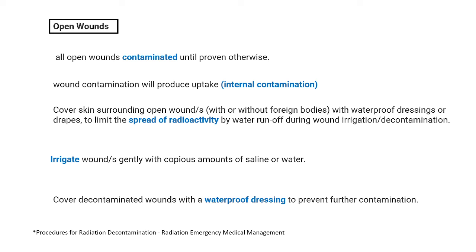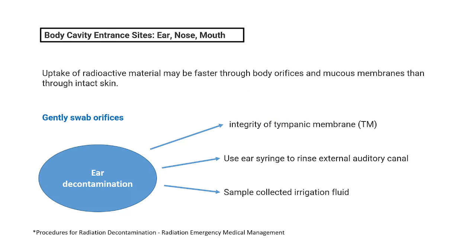Moving on to open wounds. All open wounds are considered contaminated unless proven otherwise. These open wounds are a source of internal contamination. The surrounding areas of these open wounds should be covered with a waterproof dressing to limit the spread of radioactivity. All these open wounds should be irrigated with copious amounts of saline and water. And after decontamination, these wounds should be dressed with a waterproof dressing.